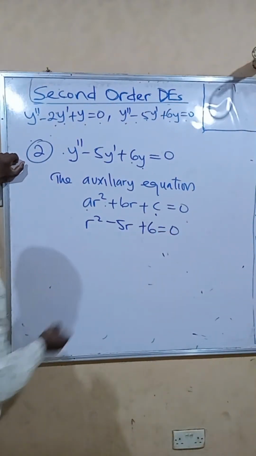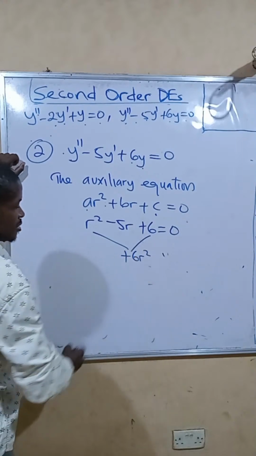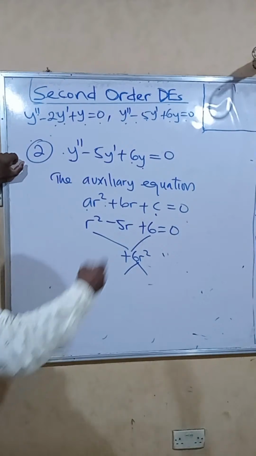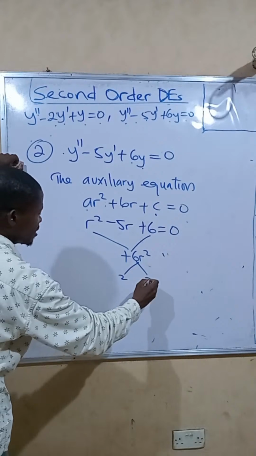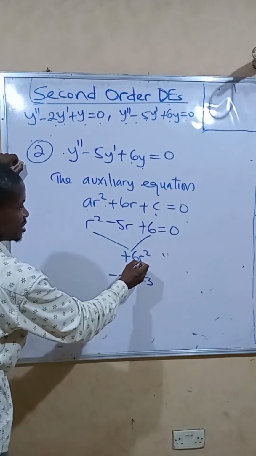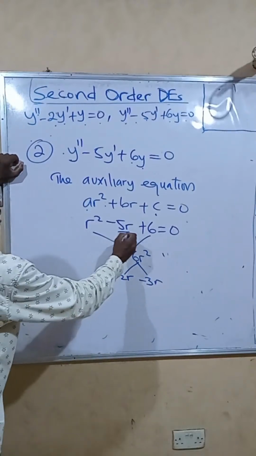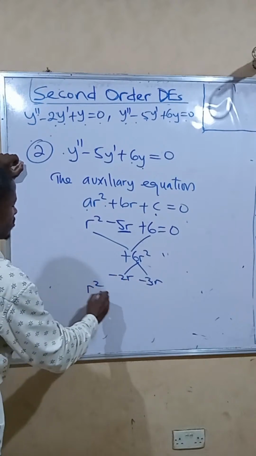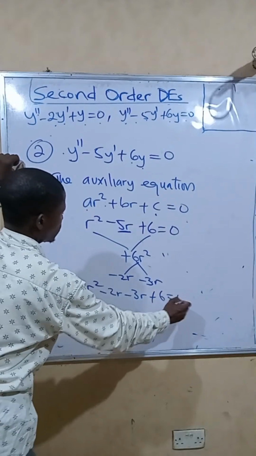Okay, then multiply this one and this one together. That's a plus 6r squared. Two factors of this can give us minus 5, either by adding or subtracting. That's a 2 and 3. Minus this, minus this. So come back here and replace with the 2 factors. So we have r squared minus 2r minus 3r plus 6 equal to 0.